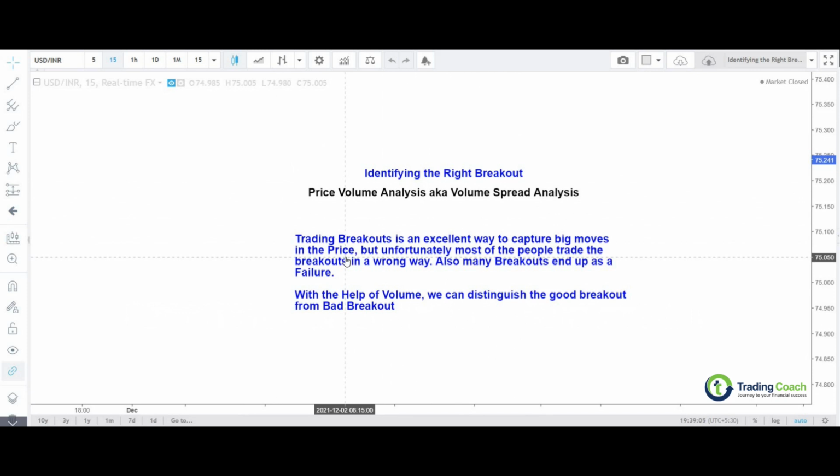If you want to capture some sharp moves in the price action, breakouts provide an excellent opportunity. But unfortunately, most people end up trading breakouts in the wrong way, and most breakouts also end up as a failure. Many traders usually get trapped when they trade breakouts. But with a little help from the volume, we can easily distinguish the good breakout from the bad breakout.